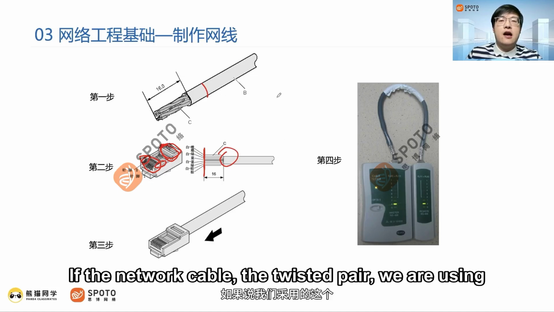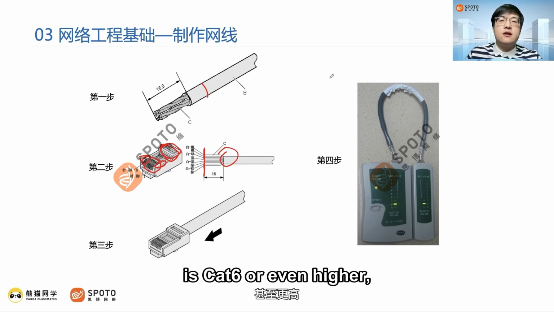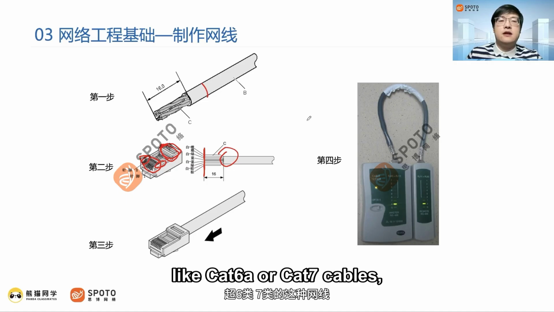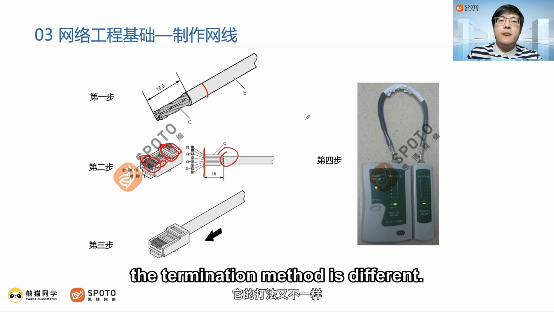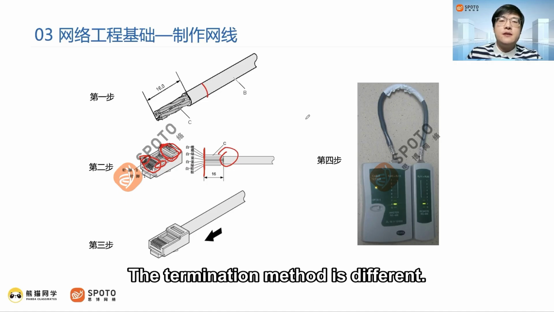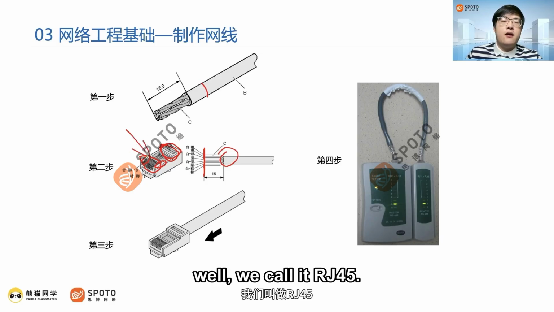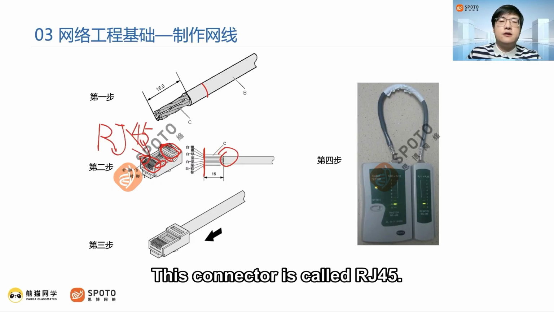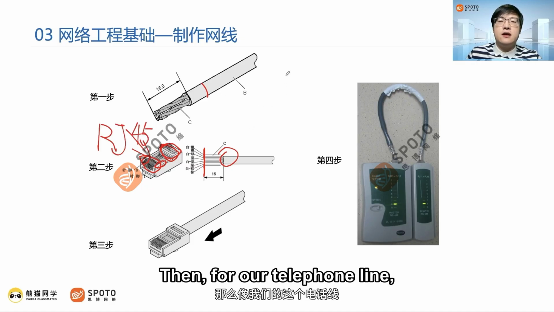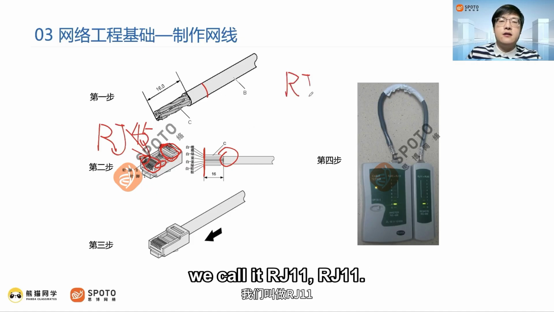If the network cable, the twisted pair, we are using is Cat6 or even higher, like Cat6a or Cat7 cables, the termination method is different. Even the connector itself is different. And this connector, well, we call it RJ45. Then, for our telephone line, we call it RJ11.